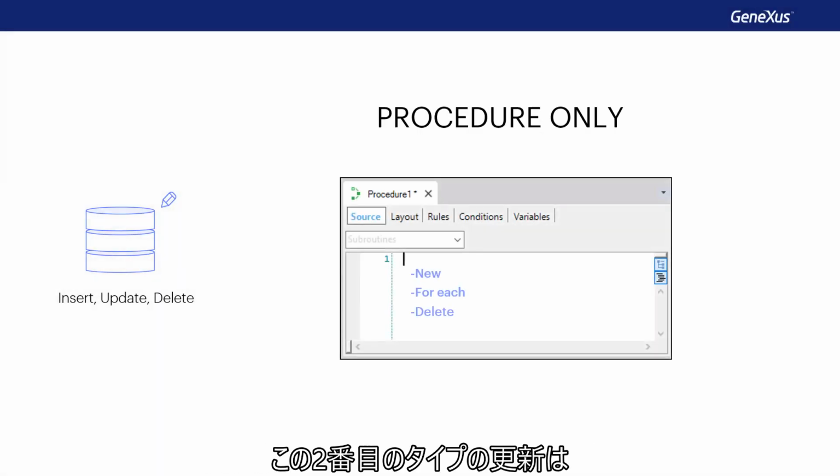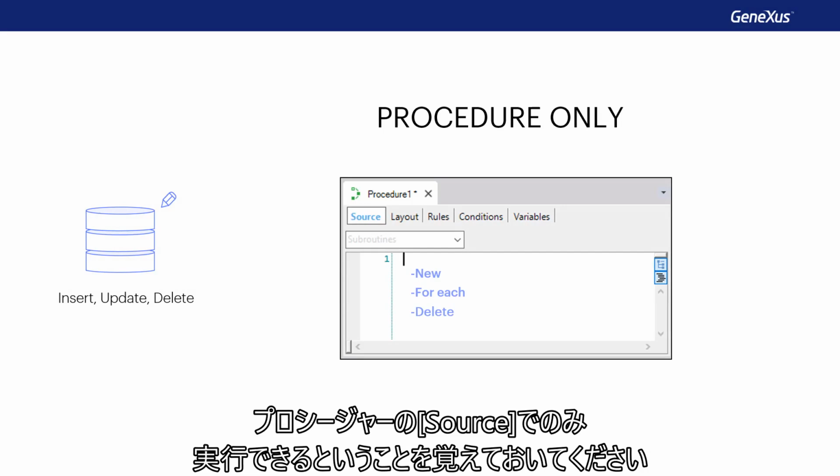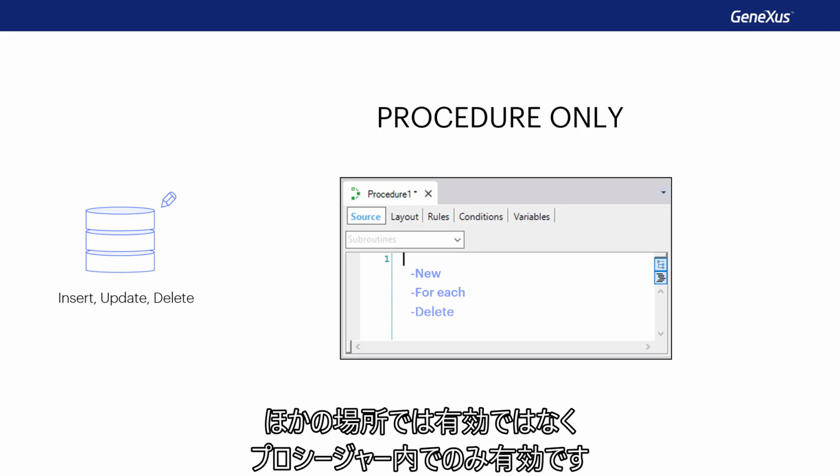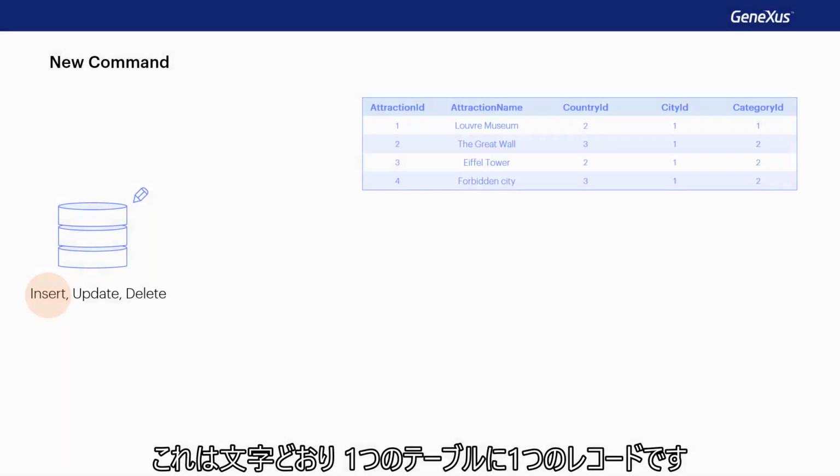It's very important to keep in mind that this second type of update can only be performed in the source of a procedure. The commands we'll study will not be valid anywhere else, such as panels or web panels events, but only here, in procedures. Let's start with the command that allows inserting a record into a table. It's literally one record and in one table.